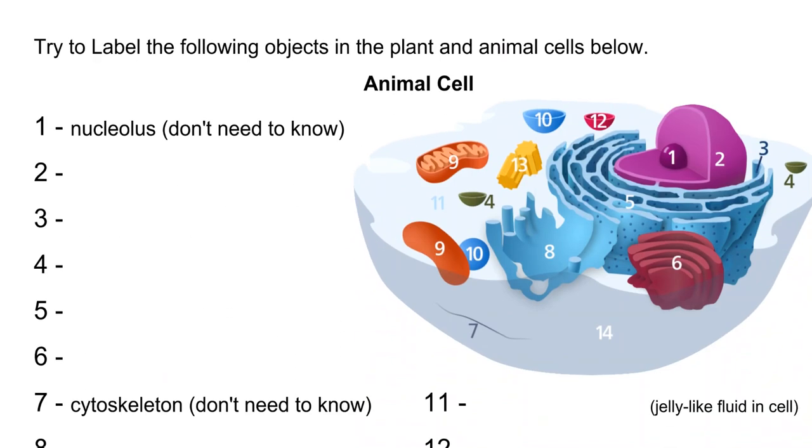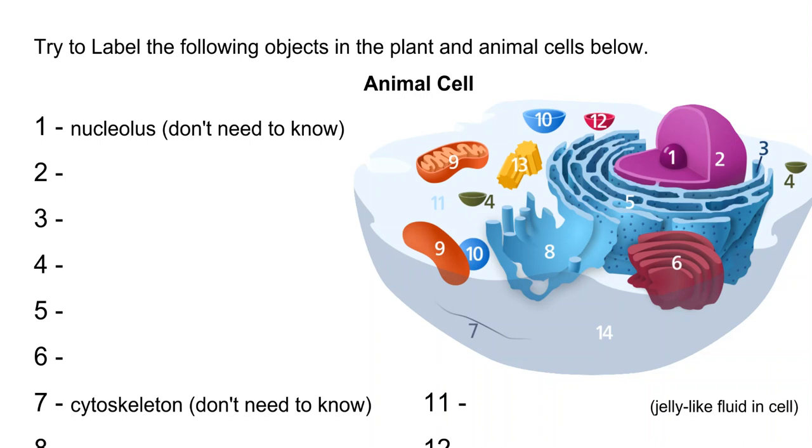Okay, so what we're going to do now is try to label some pictures of some cells and see if we can take the information we just saw in the Amoeba Sisters video and apply it to two kind of similar pictures. So try to label the following objects in the plant and animal cells below. So we've got an animal cell here. And we know it looks like an animal cell because there's no real regularity to the outside of the structure.